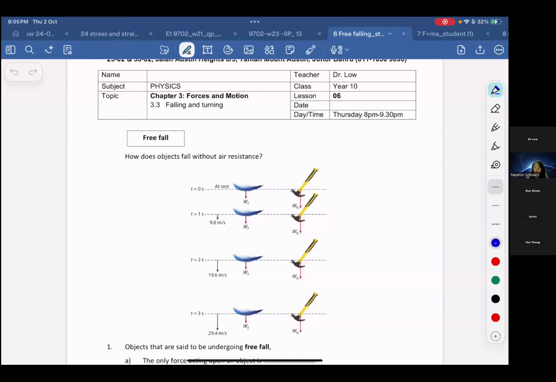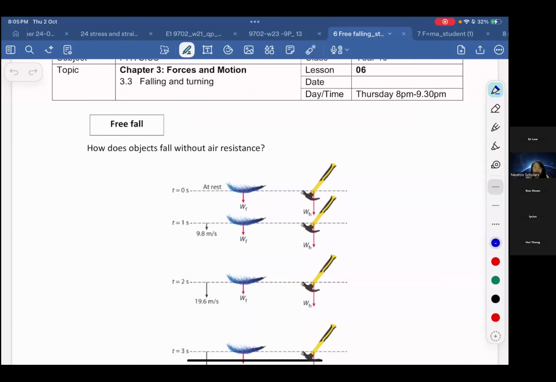Okay, boys and girls, today we continue our lesson number 6. We're talking about free fall. Free falling means that it is happening without air resistance. Later on we'll learn another case, which is with air resistance. When we say free falling without air resistance, we also say vacuum. All these keywords are under this chapter, this topic of free fall.